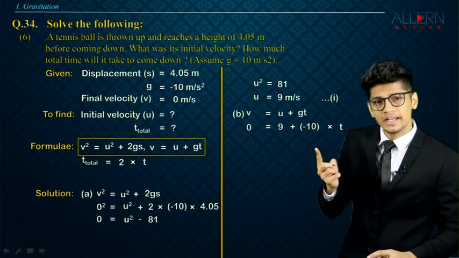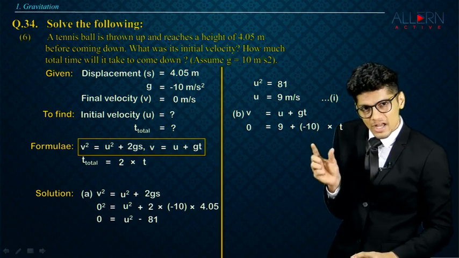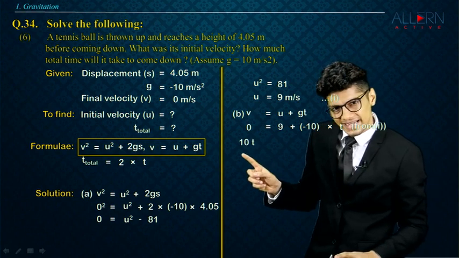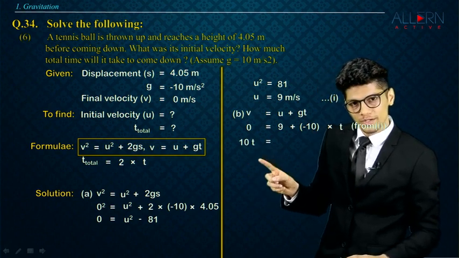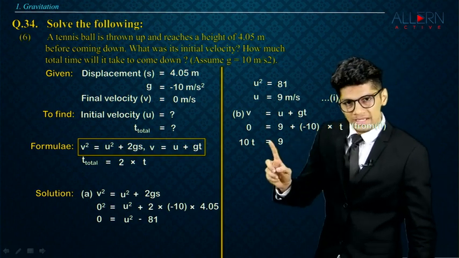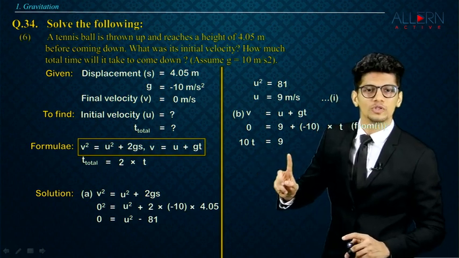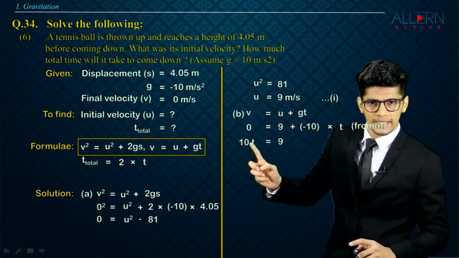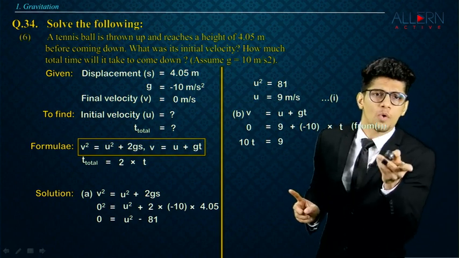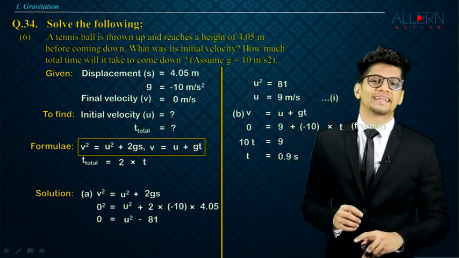So minus 10 into t gives us minus 10t, and minus 10t, if it goes to the left hand side, becomes plus 10t. So we have plus 10t over here, which is equal to 9. I hope this was simple, right? Now 10t is equal to 9, so t will be equal to 9 upon 10. So 9 upon 10, that means we have to just shift one decimal. So we get the answer as 0.9 seconds.